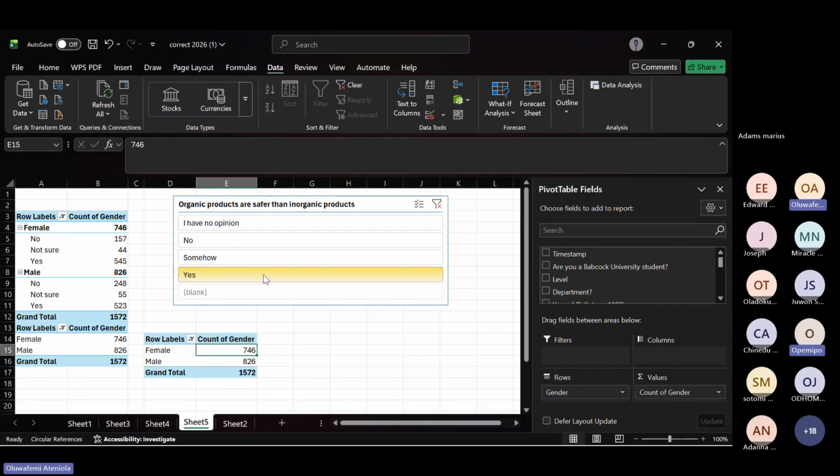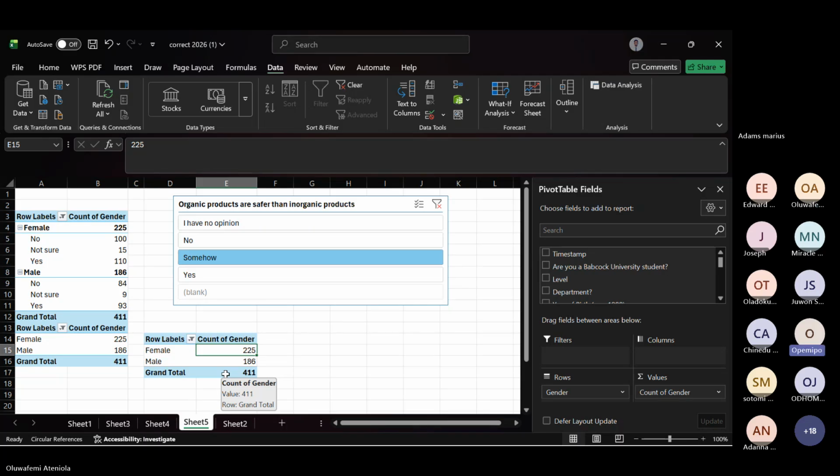Starting from here, this is yes. How many of them answered yes, that organic products are safer than inorganic products? 826 males say yes, organic products are safer to use. 746 females are saying yes, that organic products are safer to use than inorganic products. So if we check how many percentage of them says somehow. Are we getting this, please? Yes, sir. So the figures are beginning to change.